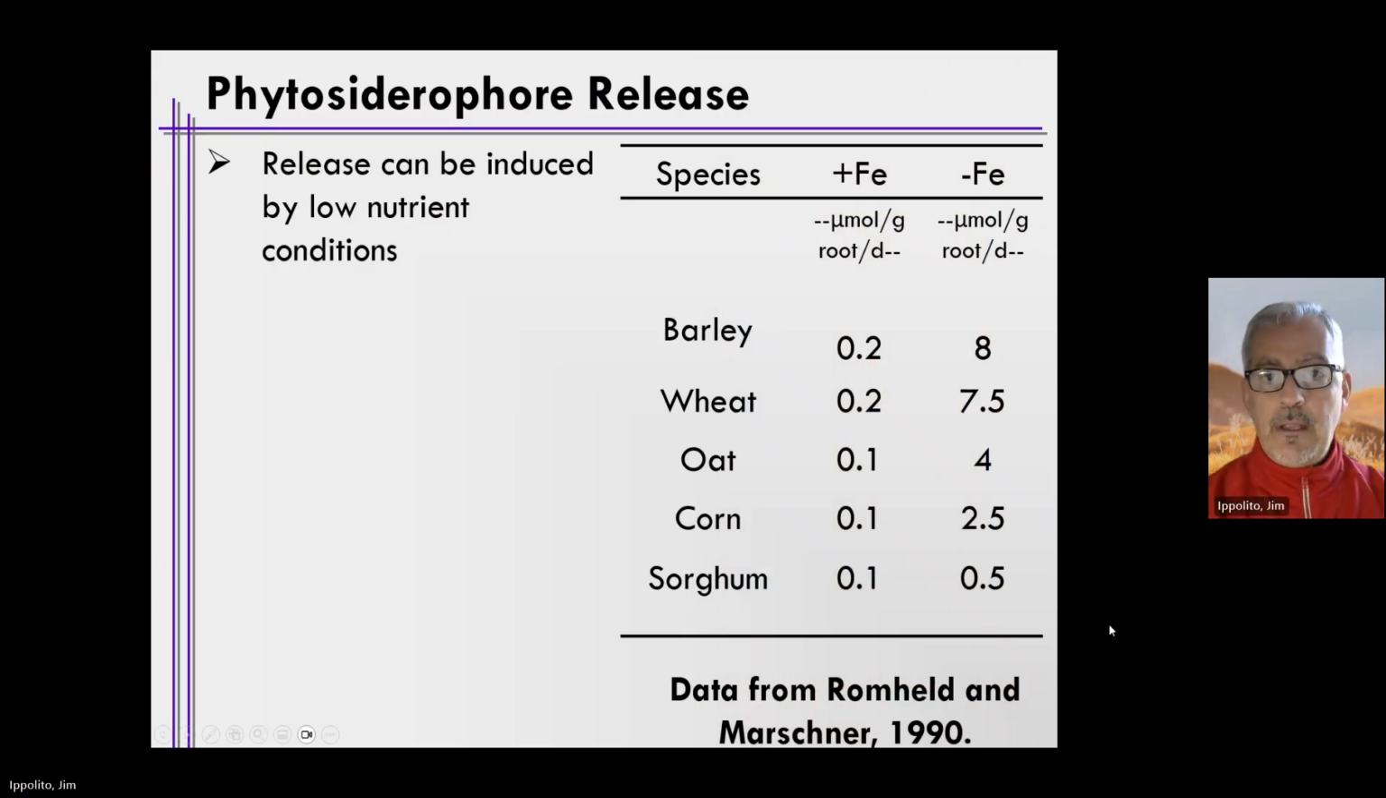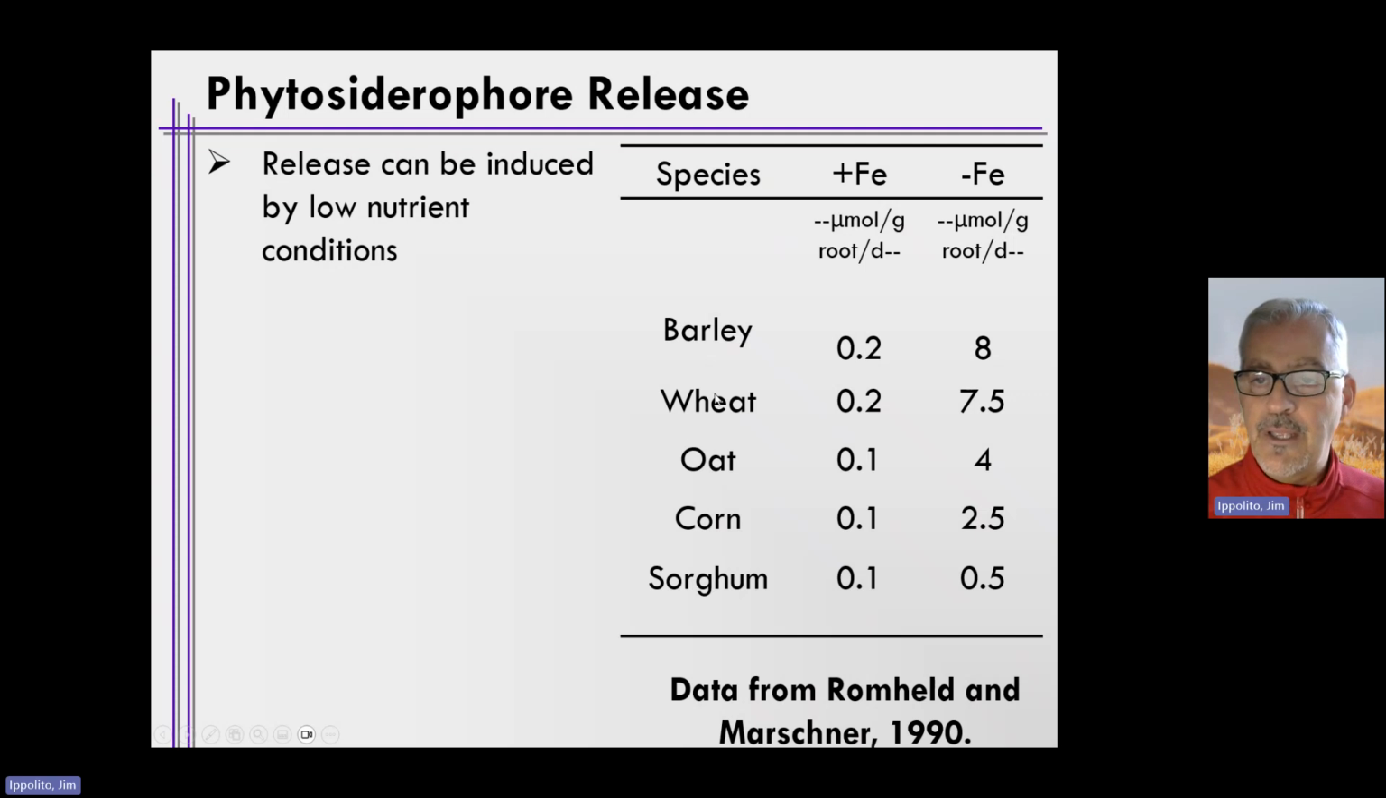So here's some interesting data that tells you that this occurs across a wide range of grass species, and that phytosiderophores, or the creation and release of phytosiderophores, are induced by low nutrient, or in fact, in this case, low iron conditions. So what this table shows you, I recreated this table from some pretty old data. It's not old to me, but it might be old to some of you on this call. The plant species that Bromfield and Marschner looked at were barley, wheat, oat, corn, and sorghum, all grass species.